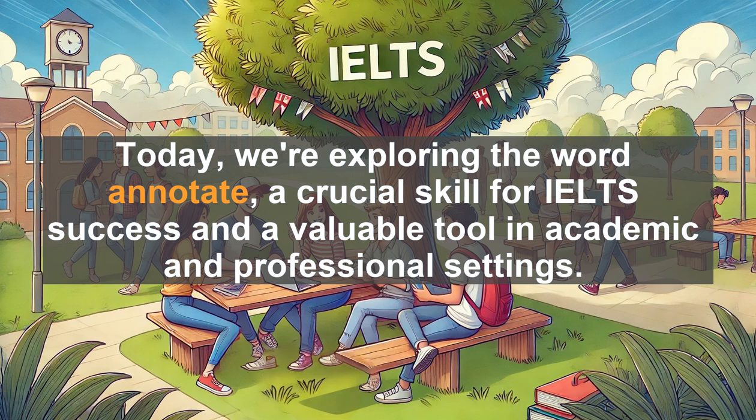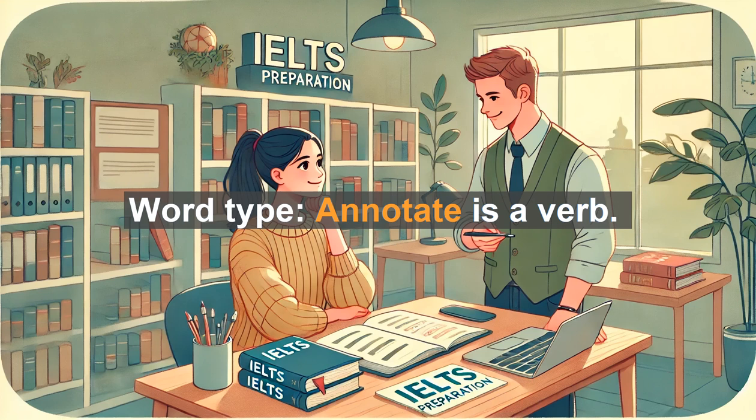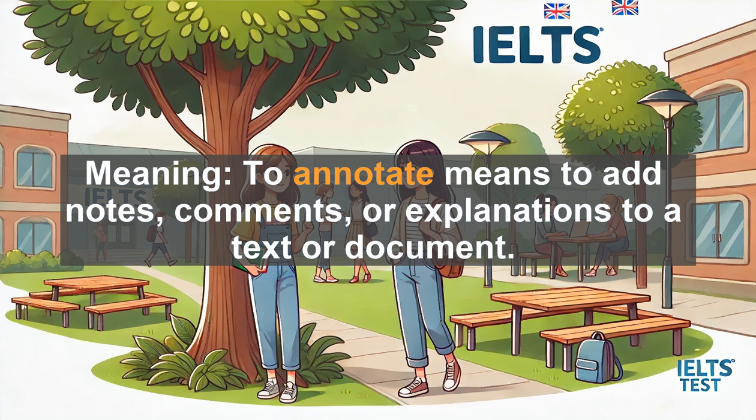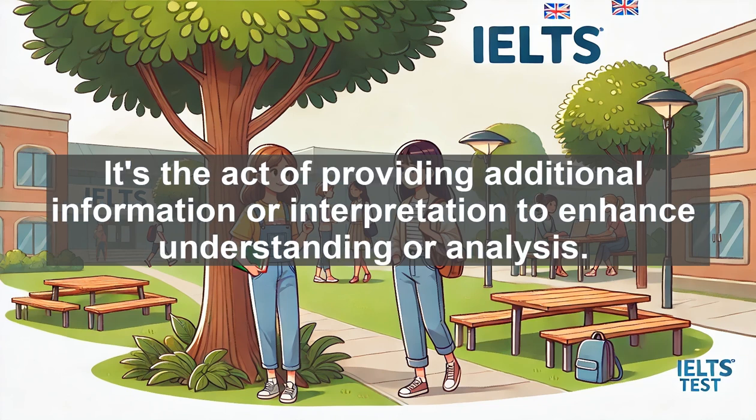Word type: annotate is a verb. Its related forms include the noun annotation and the adjective annotated. Meaning: to annotate means to add notes, comments, or explanations to a text or document. It's the act of providing additional information or interpretation to enhance understanding or analysis.